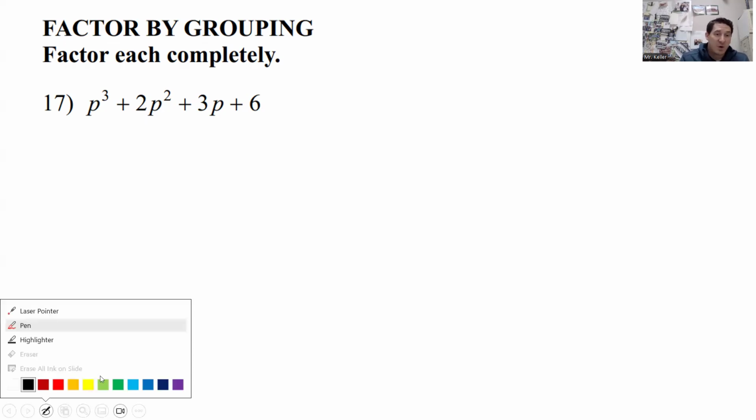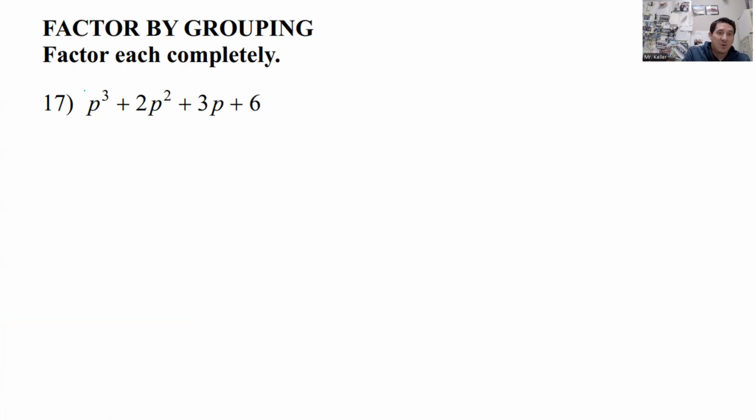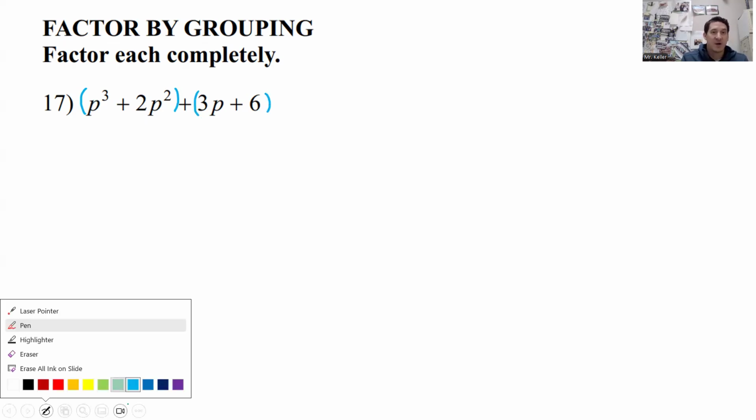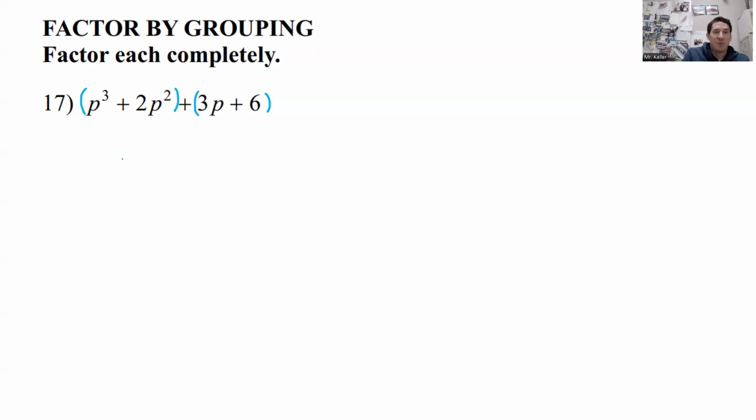So first thing we are going to do is group the first two terms together and the last two terms together. And then you are going to find the greatest common factor of each of these groupings. So I'm just going to do one big line on the grouping. The greatest common factor between p to the 3rd plus 2p squared: they don't both have coefficients, so it's just the variable. I can divide by the variable with the lowest exponent, so p squared.